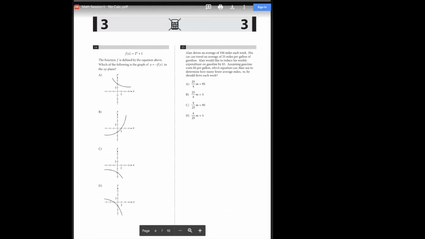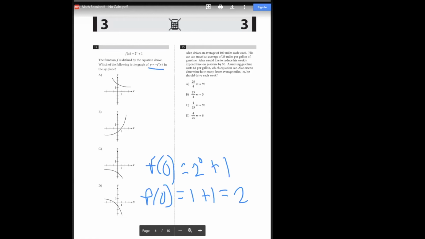Whenever I see a graph like this and it gives me a whole bunch of options, the first thing I always like to do, this is a tip that I've learned, is just find the y-intercept. To find the y-intercept, all you have to do is plug in 0 for x. So f of 0 is 2 to the 0, which is 1, plus 1, which is 2. That's the intercept for this one. But it's telling us that's going to be the exact opposite, so the y-intercept for the new graph is going to be -2. So let's see which one has a y-intercept of -2. There's only one that has that, it's C.